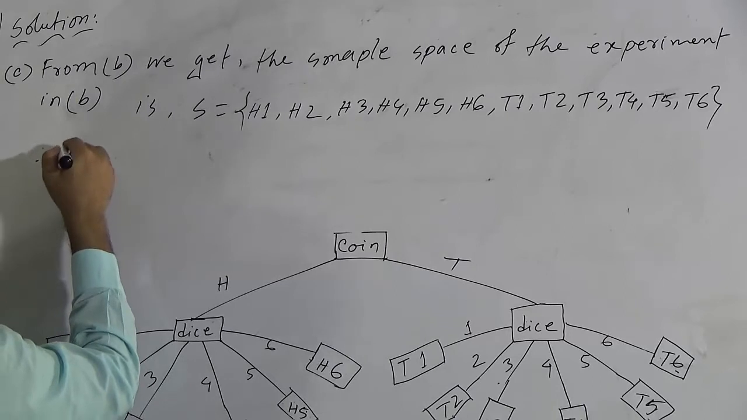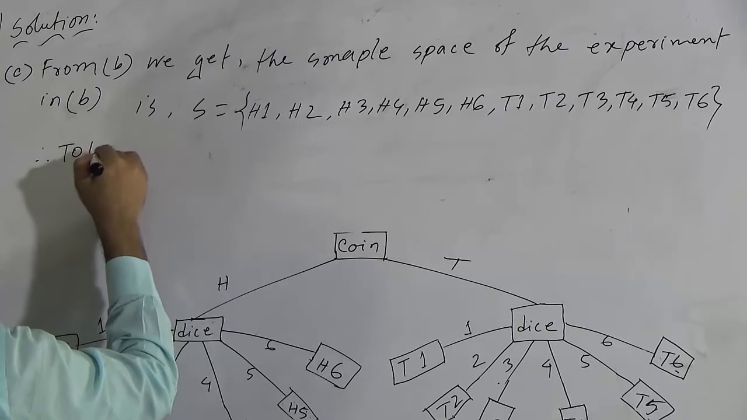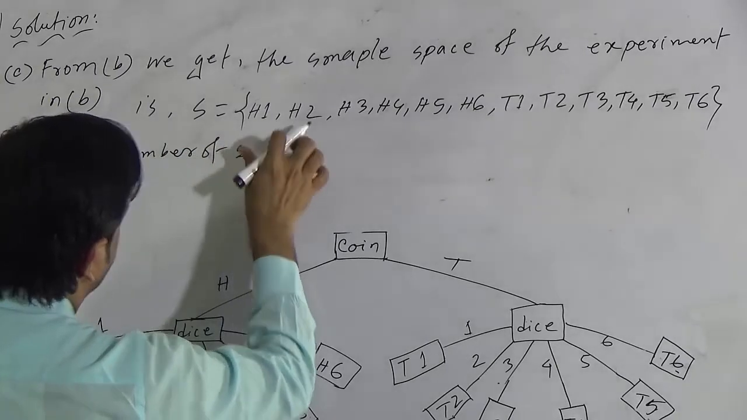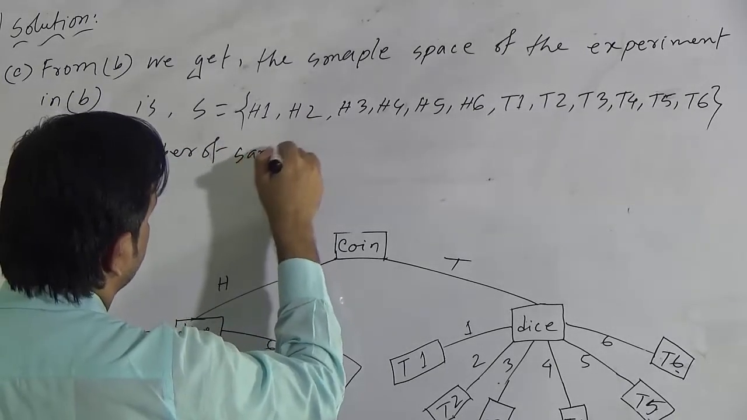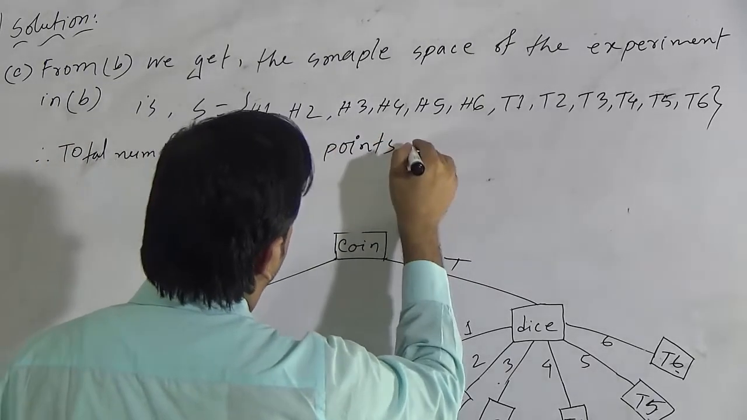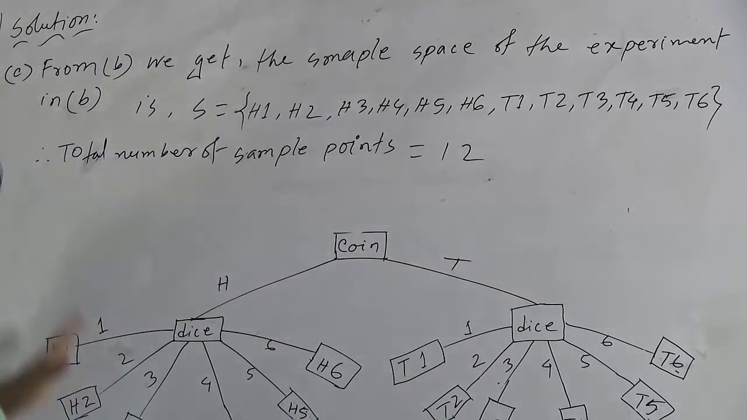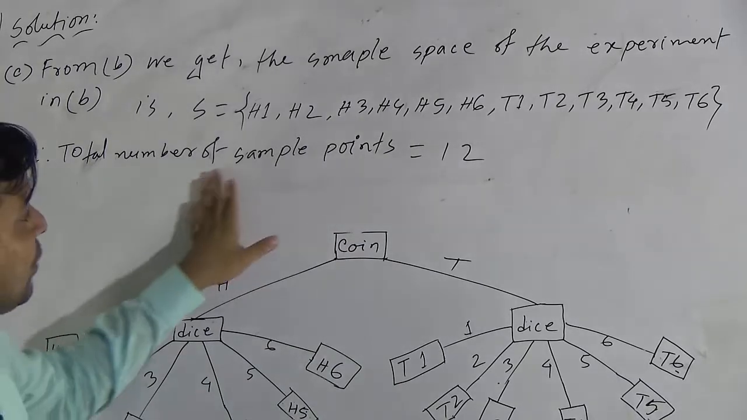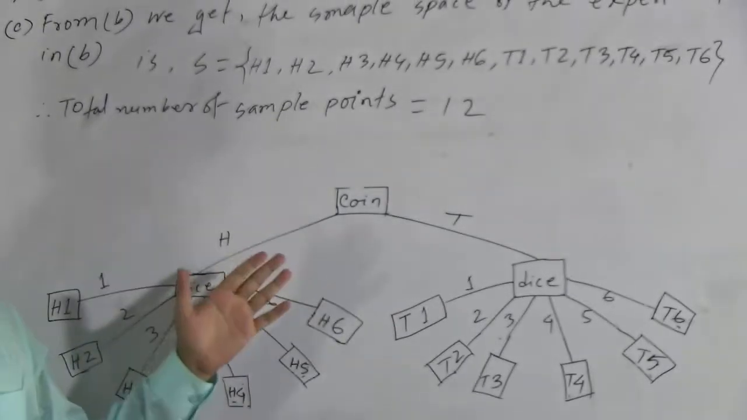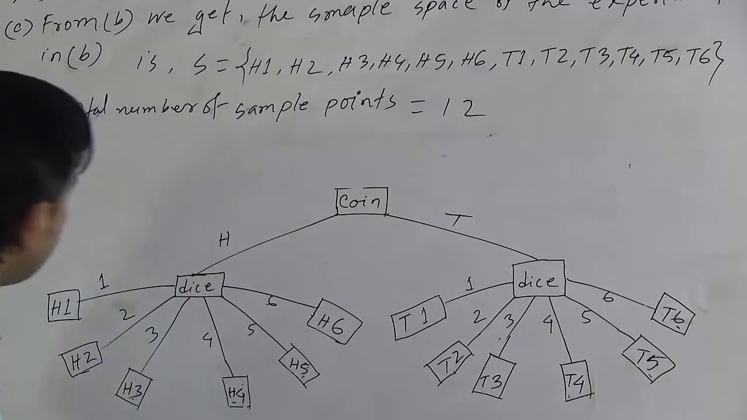So we can write, therefore, total number of sample points is equal to 12. I have counted. Dear students, I have written total number of sample points. This total number of sample points means the total number of outcomes.